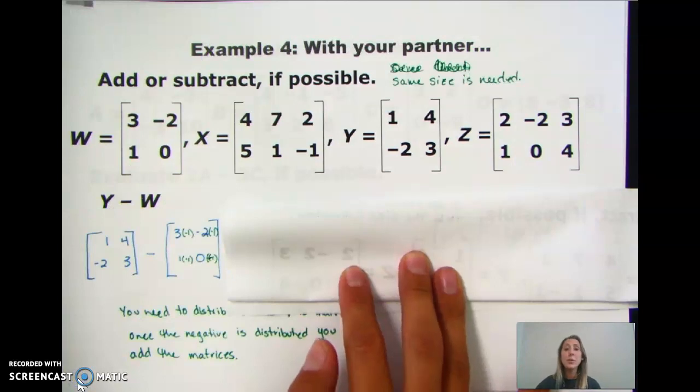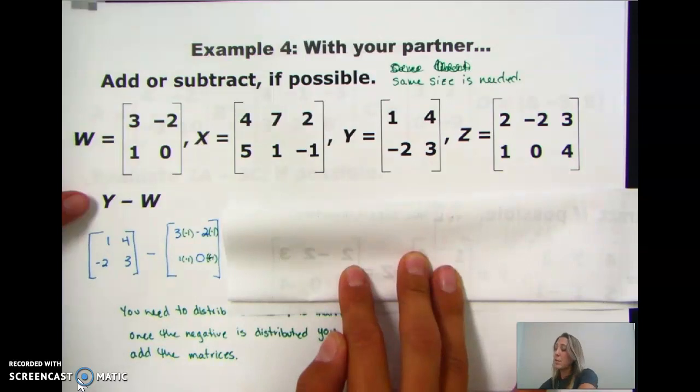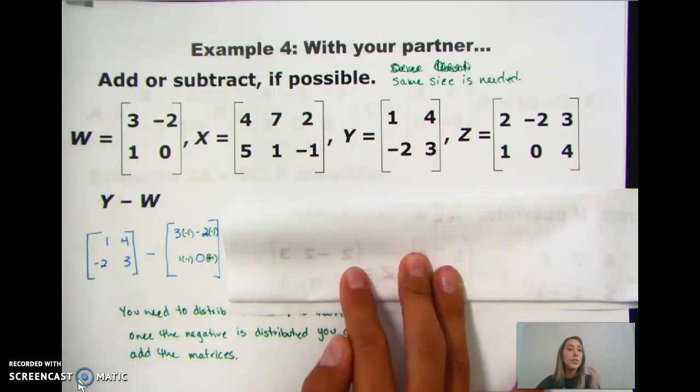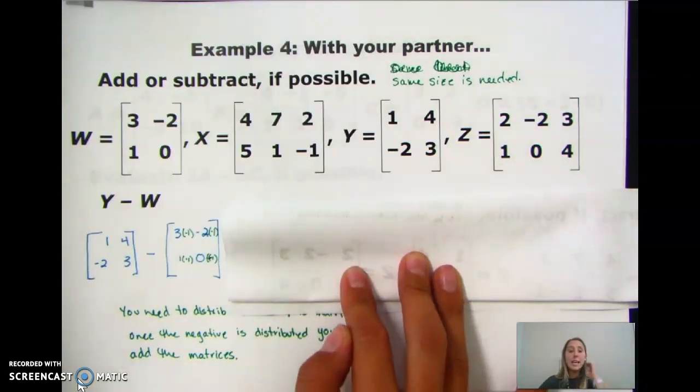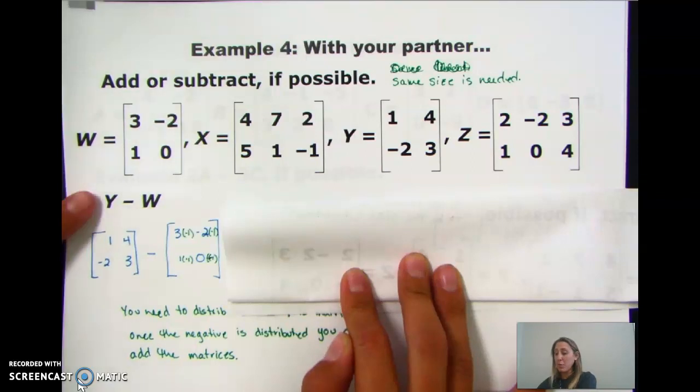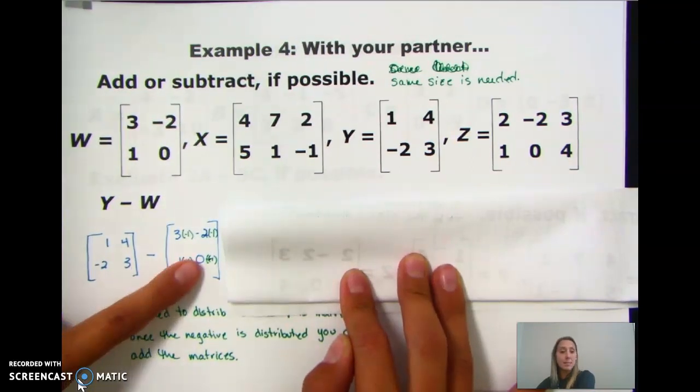Okay, so now we're going to do the same thing but with subtraction. So we're going to do Y minus W. So the first thing we have to do, they are the same size, they're both 2 by 2, so we can do this. So I write them in the exact same order that I am given, Y. So I have this matrix is Y minus this matrix.